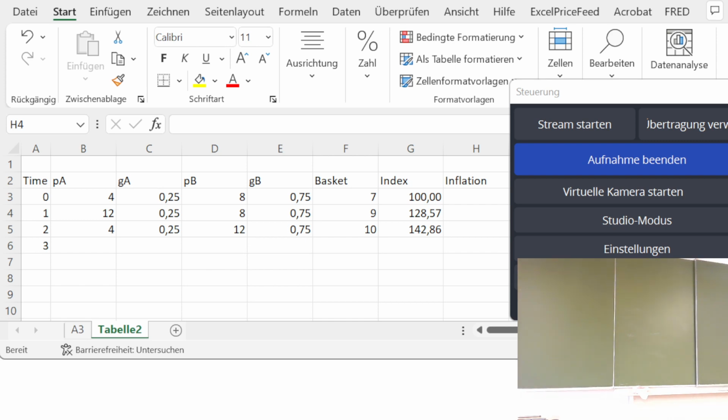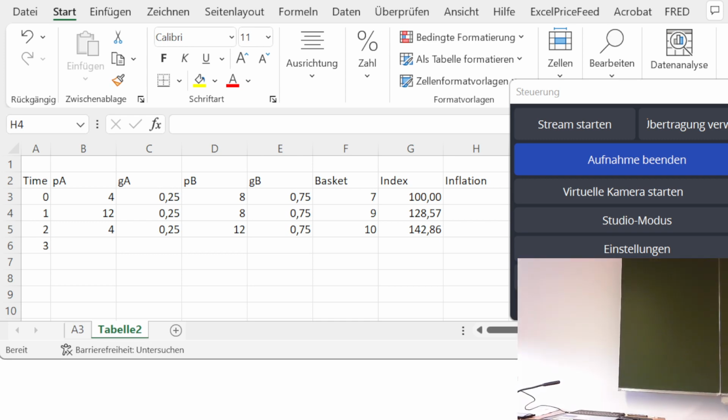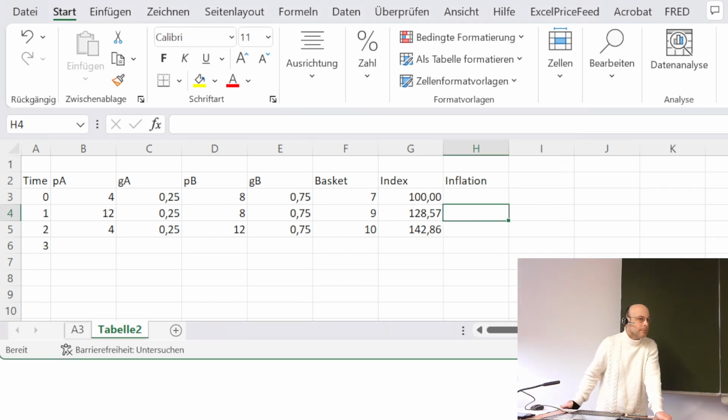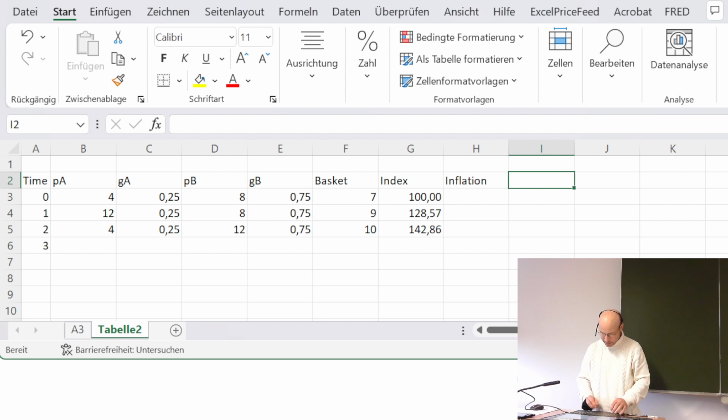Okay, so how do we get inflation? This is the next question. Yeah, this is almost right. You didn't calculate the inflation rate, but the inflation factor. But this is a good idea because we need this in a minute. Inflation factor we also need.